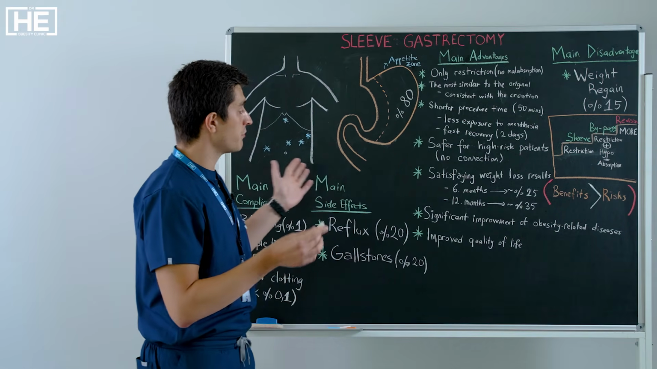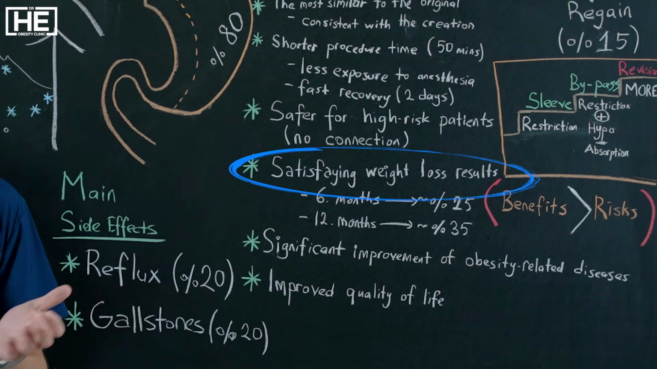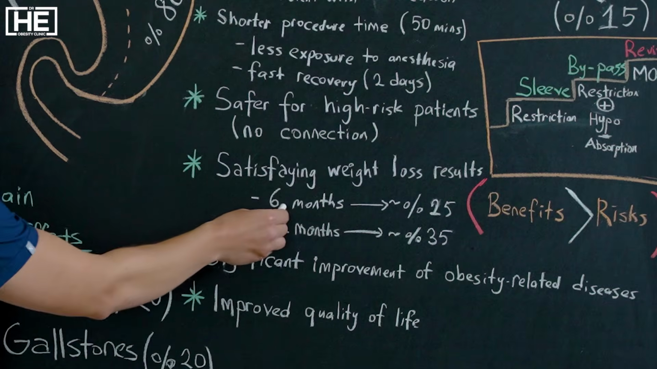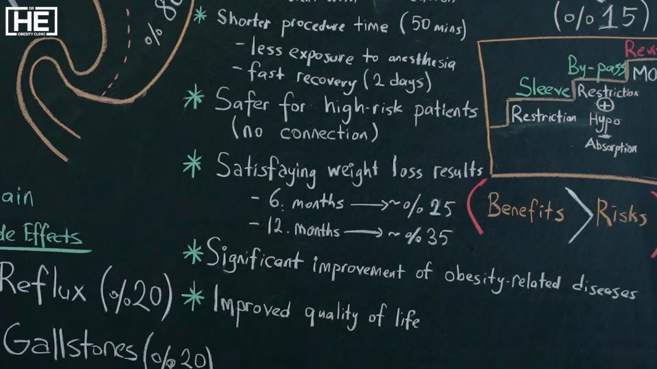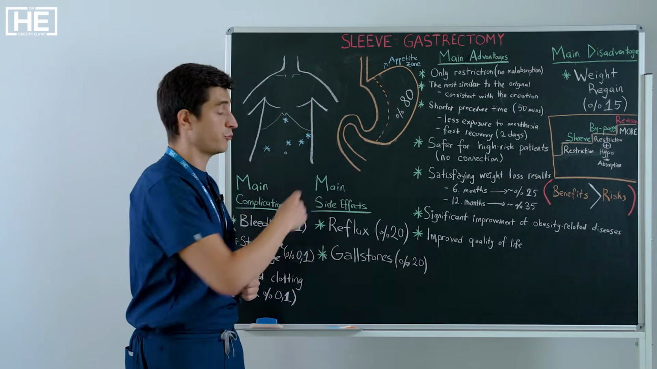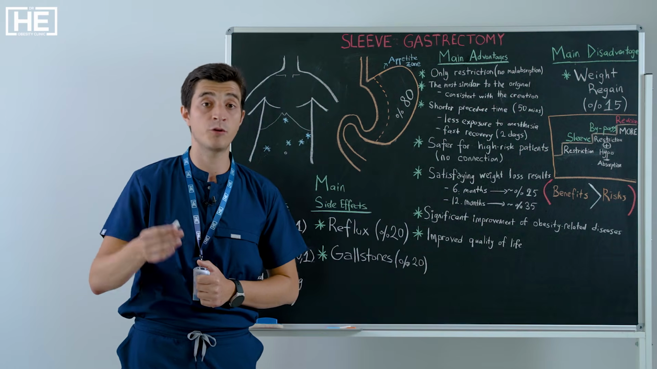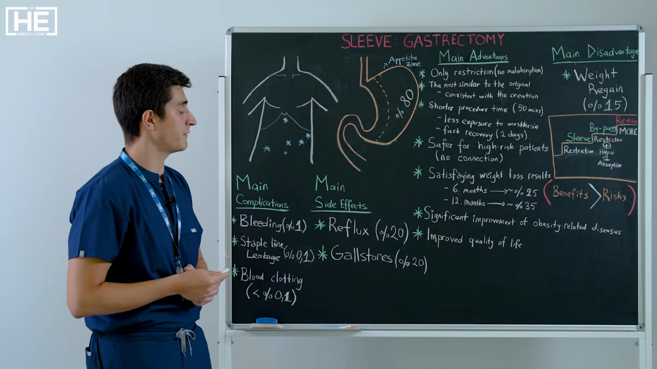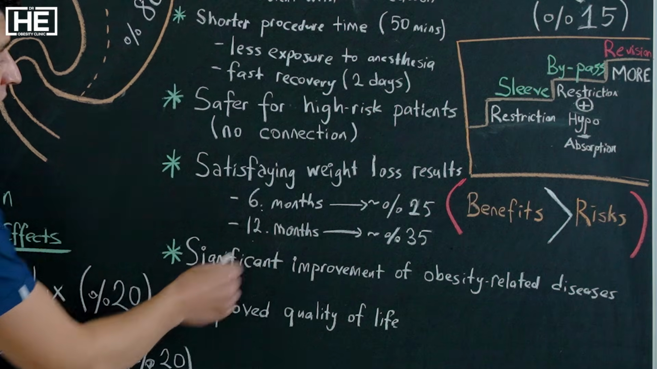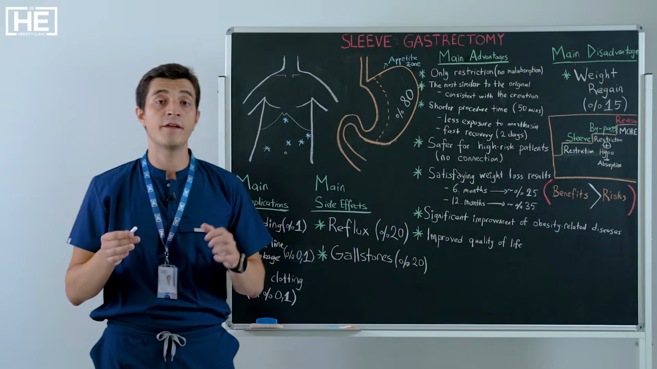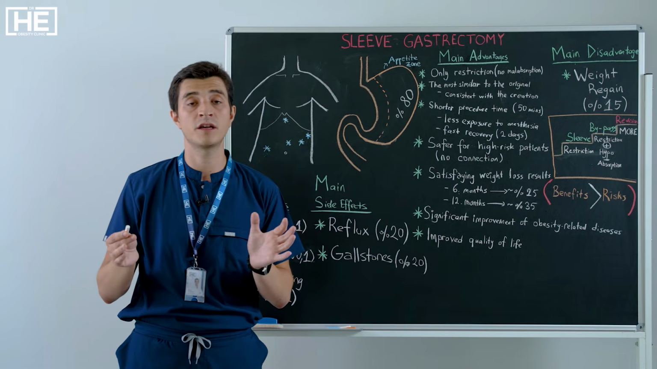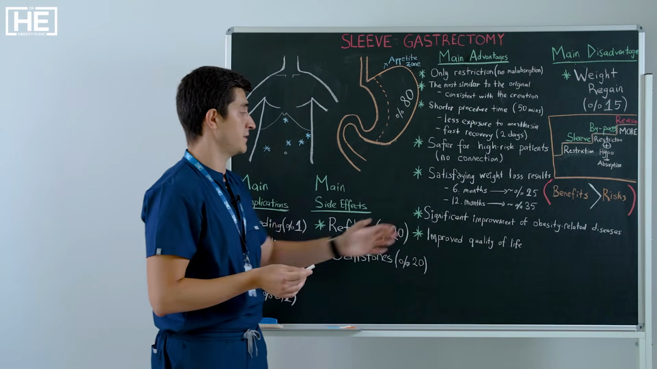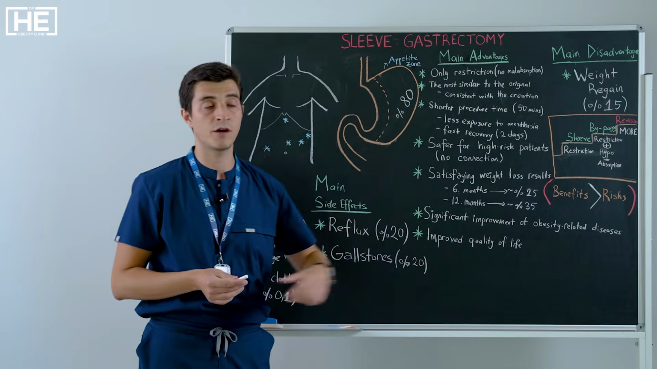Sleeve gastrectomy provides us a satisfying weight loss result. Satisfying means, for example, after 6 months, you are going to lose 25% of your total weight. This is the expected number after the surgery. And after 12 months, nearly 35% of the total weight is lost after the surgery. These numbers are so consistent with our database.